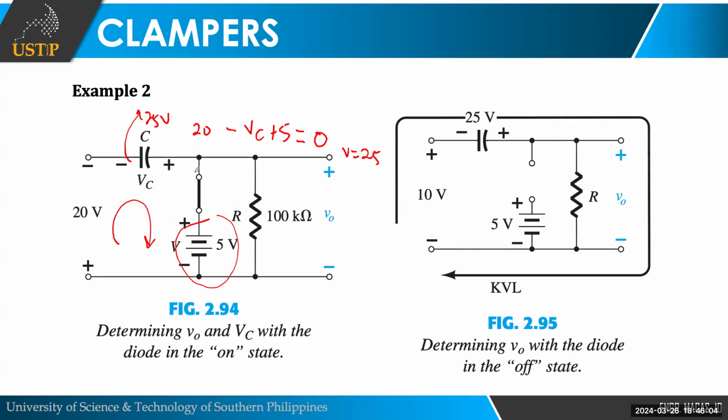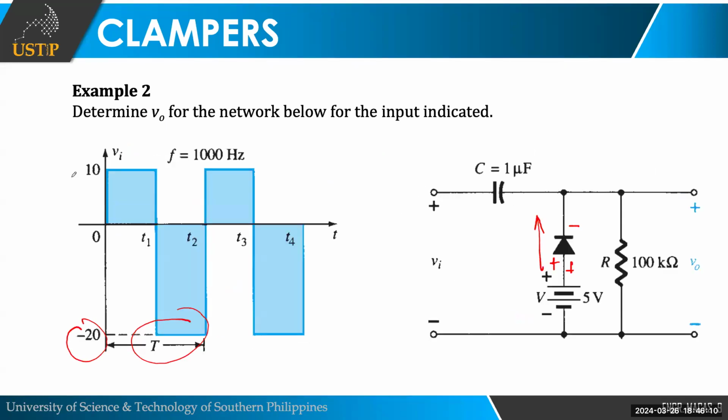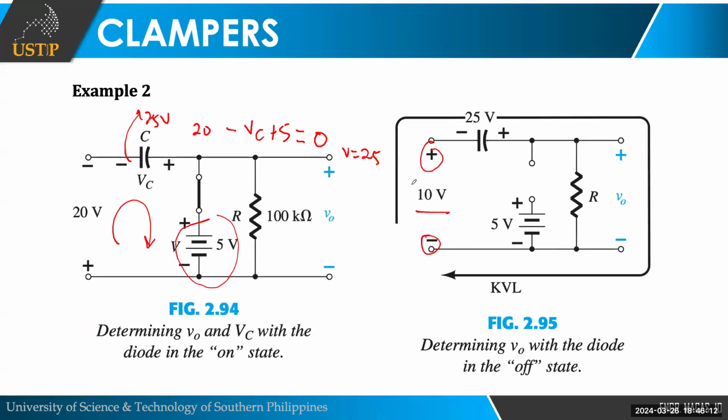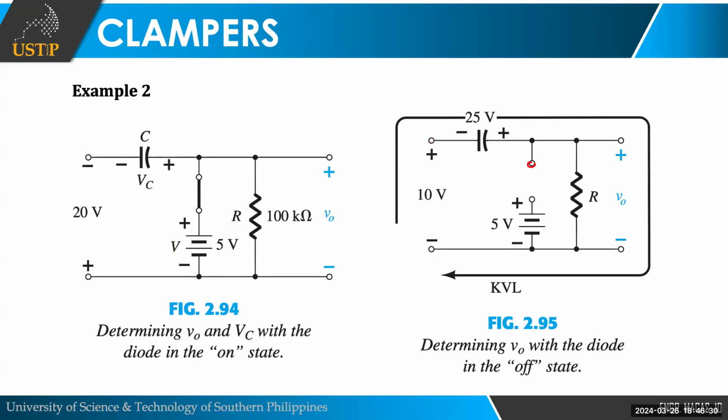Unsa man tong assumption? For the next cycle, which is the positive cycle, the maximum is 10. Our next assumption is that we assume that the capacitor holds this value, which is 25 volts. And what happens to our diode? During positive cycle, naka-reverse bias man ta, so naka-open na ang diode.